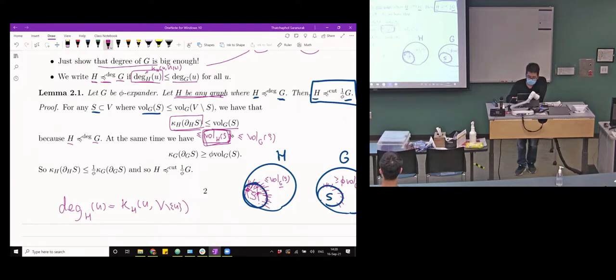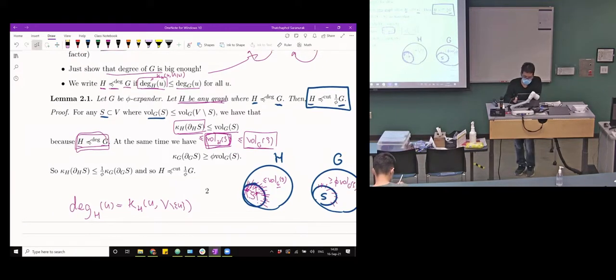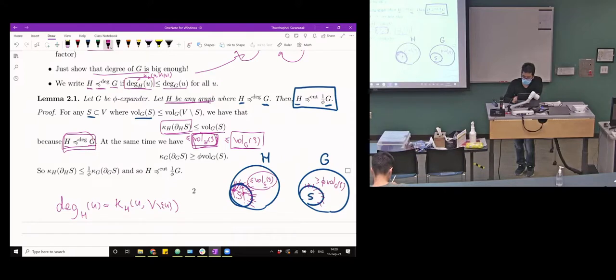This is what you have, and because of this, this is at most this. Okay, so on one hand the cut in H is at most the volume in G, but the cut in G is at least phi times the volume. So it just means that the cut in H is at most 1/5 times the cut in G. And this is true for every cut. So you have this.